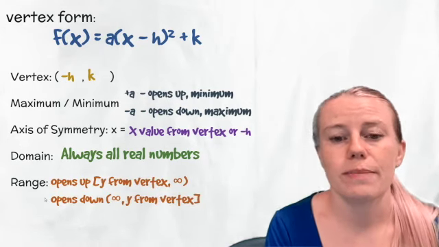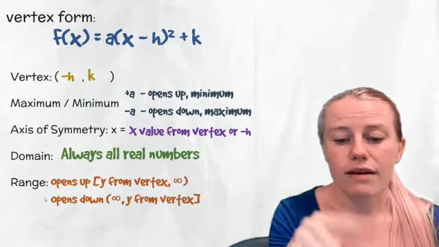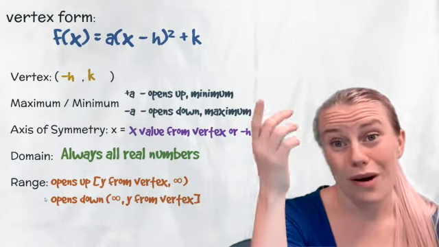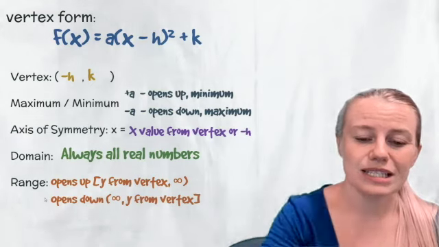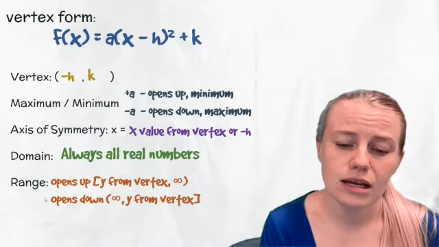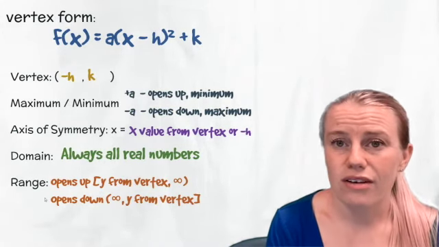In our range, if it opens up, it's going to be the y value from the vertex, or our k, comma infinity. If it opens down, it's going to be negative infinity, comma k, or our y value from our vertex.